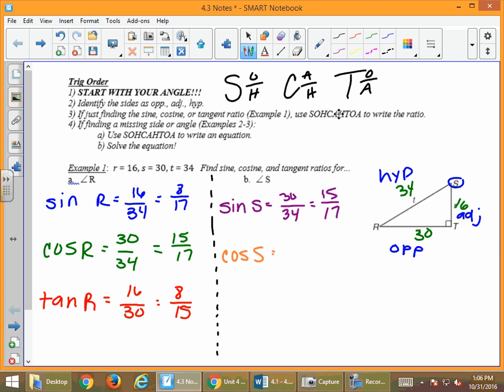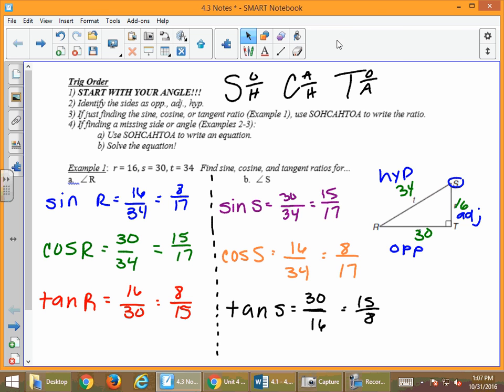Repeat the same process with the cosine of S. Again, cosine is? Adjacent over hypotenuse. Good. So what's that fraction going to look like? Adjacent is? Our hypotenuse is? 34. What is 16 over 34 reduced down to? 8 over 17. And then you repeat the same process again for tangent. Again, tangent, look at SOHCAHTOA. This is the same. Opposite over adjacent, so we get opposite, good, over 16. What does that reduce down to?